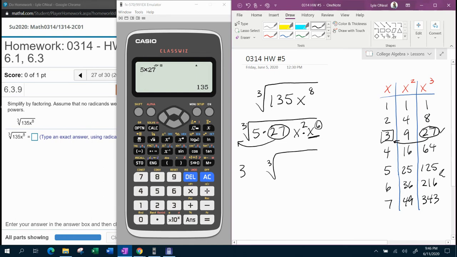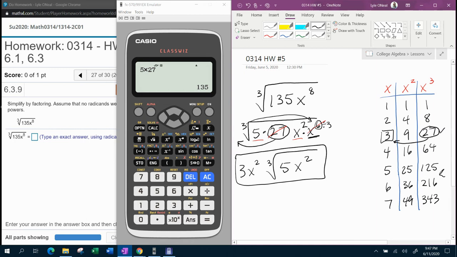And how many times does 3 go into 6? Well, 6 divided by 3 is 2, and so that means that we're going to be able to bring out an x squared. Now, what's left underneath? Well, the 27 came out, and the x to the 6th came out, so we're left with a 5 and an x squared.